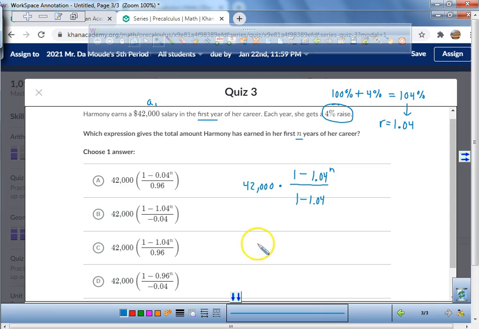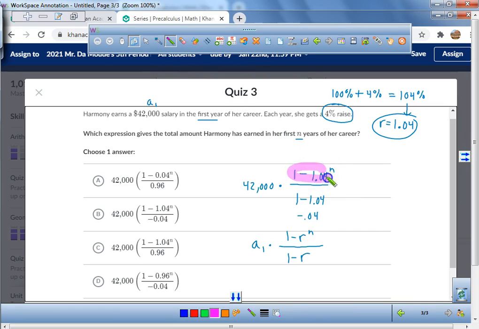If you're wondering what formula I'm using, here's the formula I'm using. Ready? This is the formula everybody needs to know: 1 minus r to the power of n over 1 minus r. So I just said our r value was 1.04. So 1 minus that becomes what? Negative 0.04.